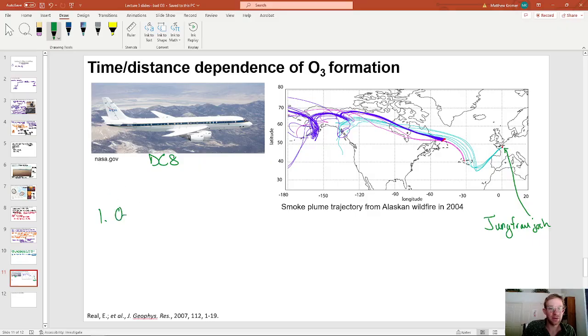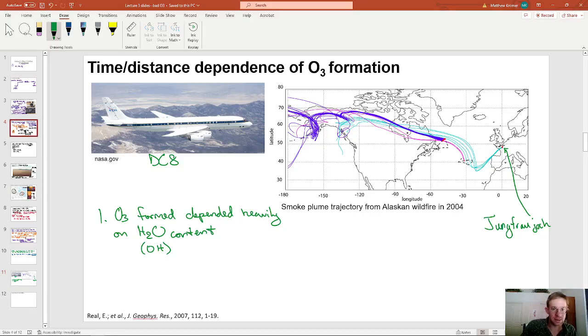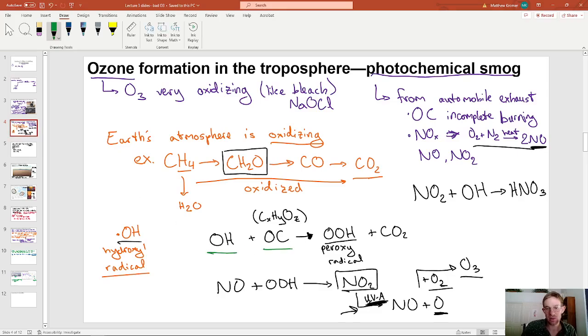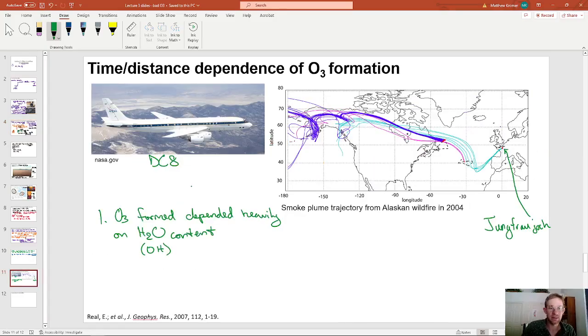So the first is that the amount of ozone formed depended very heavily on water content in the atmosphere that the smoke plume was traveling through. And really, the big reason for this is that water is a precursor to that hydroxyl radical that we talked about before. And remember, hydroxyl radical was the thing that started the whole formation of smog. It reacts with organic carbon to form peroxy radicals, which react with NOx to form NO2, ultimately forming ozone. So the OH is going to be formed from water, so it makes sense that the water content in the air would be relevant. And it also depended heavily on available light.